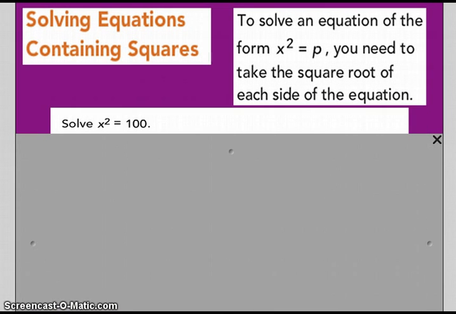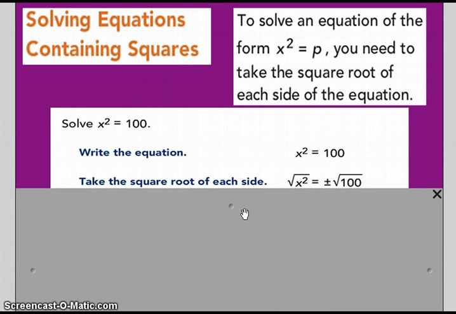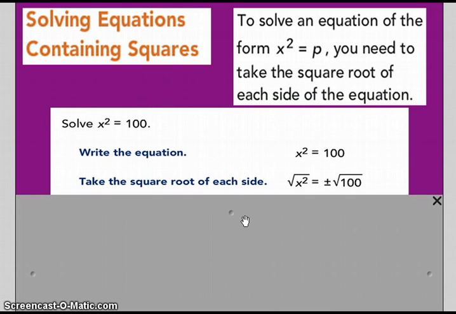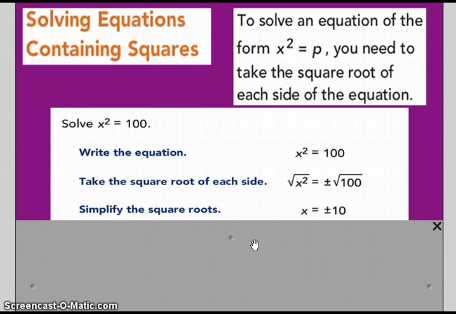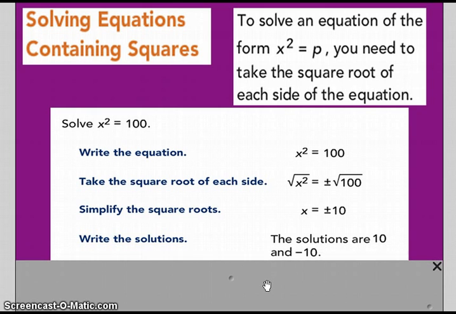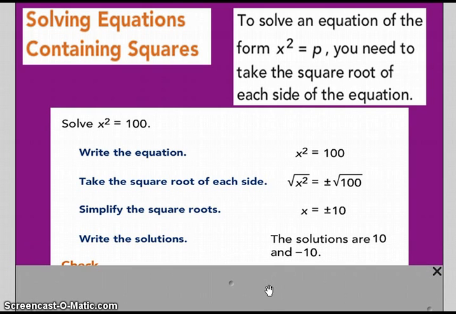Solving equations. Next we have solving equations containing squares. To solve an equation of the form x squared equals p, you need to take the square root of both sides of the equation. Our example is solve x squared equals 100. Write the equation. We're going to take the square root of both sides. Simplify the square roots. The square root of x squared is x. The square root of 100 is a positive and a negative 10. So there's our answers. The solutions are positive and negative 10.